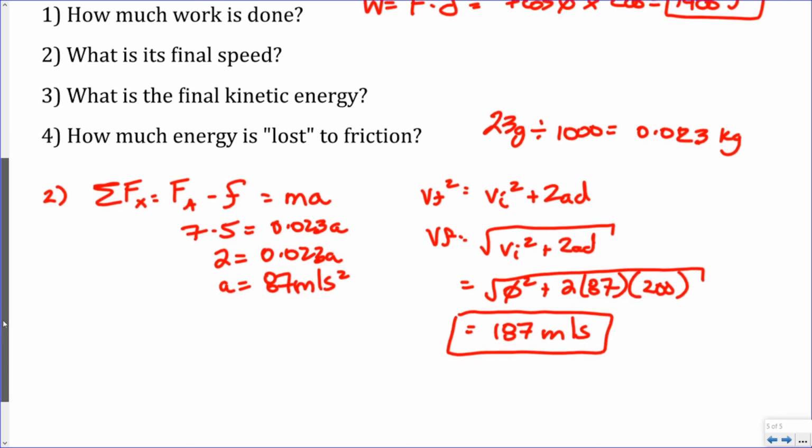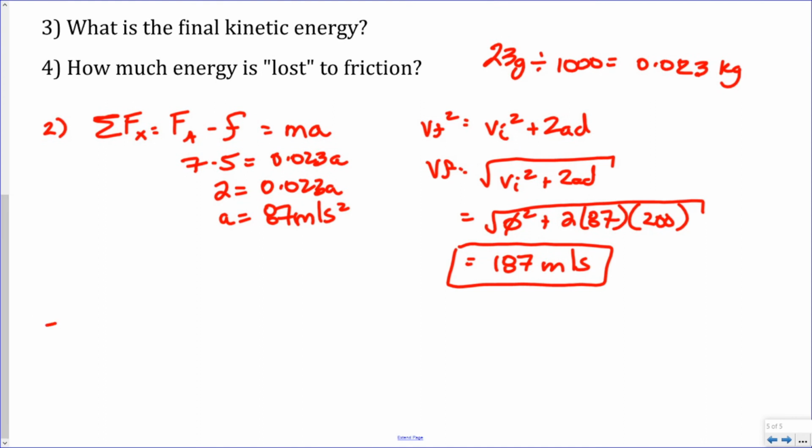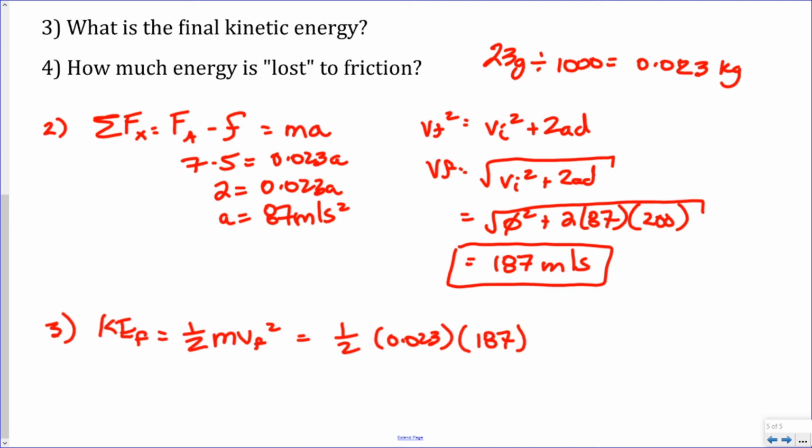Number 3, what is the final kinetic energy? So you can see now that we know how fast it's going, we can calculate kinetic energy. So we'll call this KE_f equals 1/2 m v_f squared. So 1/2 times the mass of 0.023 times 187 squared. When I plug that in, I get about 400 joules.